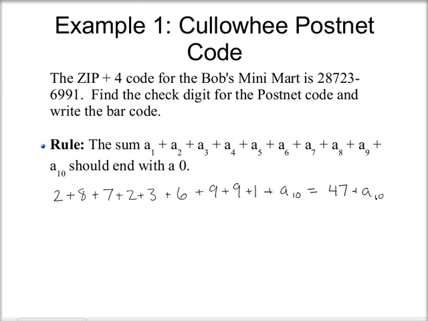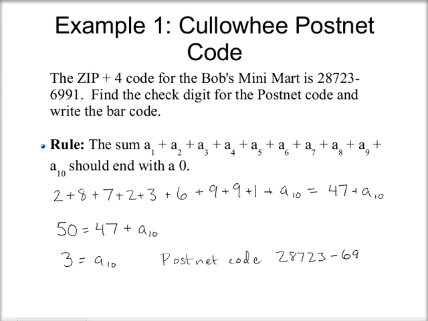Now I want this sum to end in a 0, so the next highest number ending in 0 is 50. I'm going to set 50 equal to 47 plus A10. Then I can subtract 47 from each side, and that will tell me that A10 is equal to 3. So my check digit for the postnet code should be 3, and my postnet code is going to be my zip code 28723-6991 with my check digit on the end, -3.